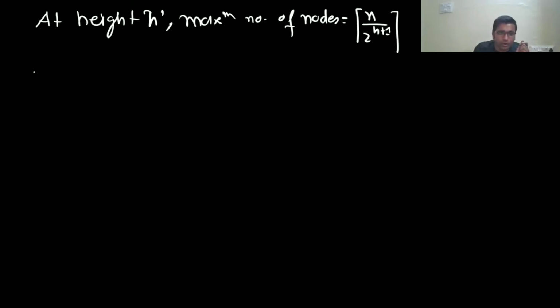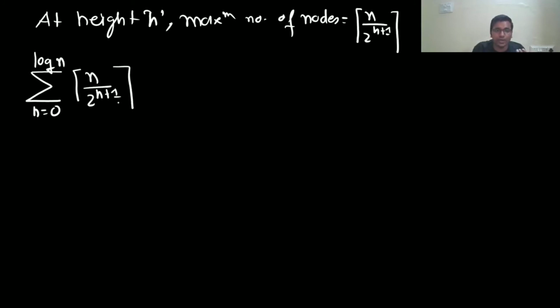Now you know that height is going to start from 0, and the maximum height is going to be log n. So you are going to do the sum of all. If it is at height h, how many maximum number of nodes can it have? Floor of n by 2 to the power h plus 1, that many nodes you are having, and every node is going to have how much time complexity? Whatever will be the height, so you are multiplying with that.